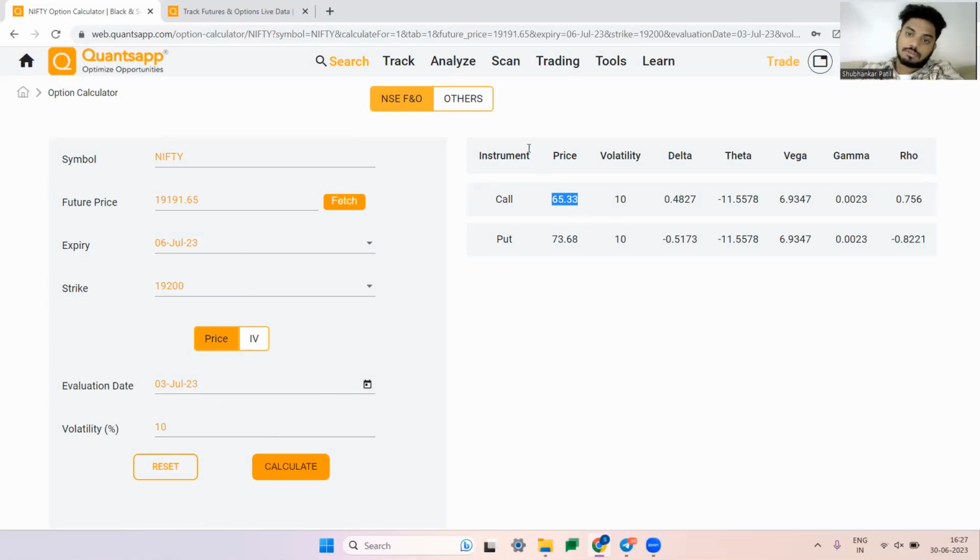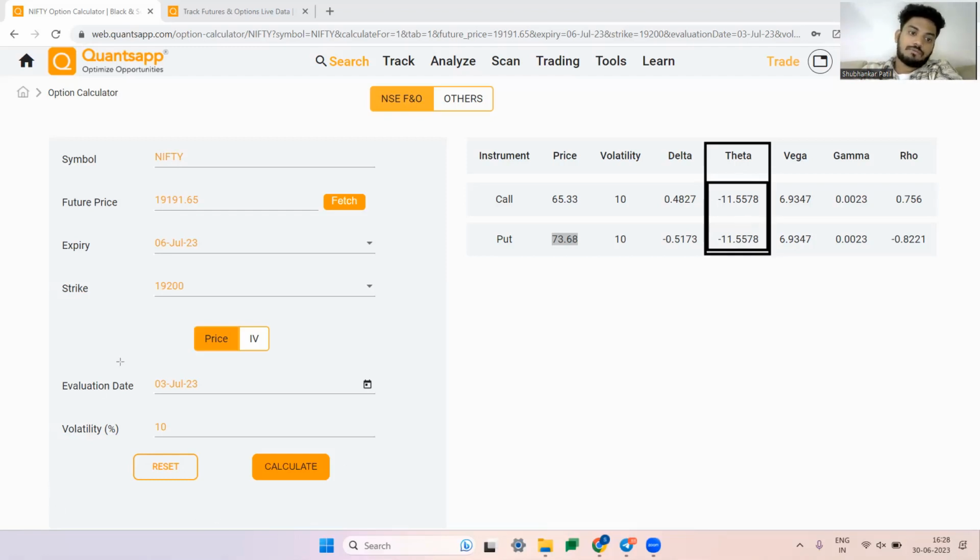If this is the scenario, then the call would be quoting around 65 rupees and the put would be quoting around 73 rupees. Now, what we are interested in today is this, which is the theta. What is this? Theta is the time decay of the option. How much your option premium is going to get decayed due to the passage of time. The more you move ahead in the expiry curve, you will see the theta impact getting adverse. Theta is nothing but how much premium time will take away if you hold that option for one more day.